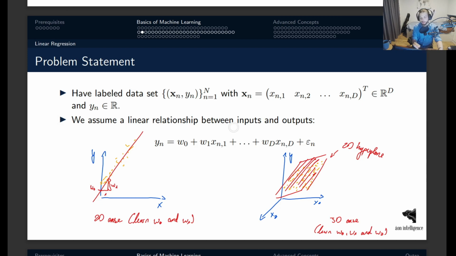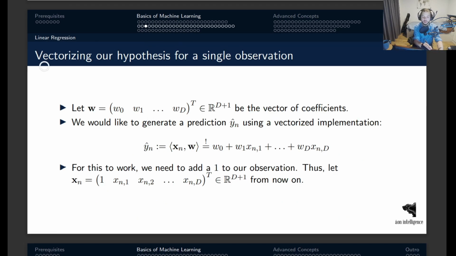Of course, given this problem statement, nothing stops you from doing linear regression in d-dimensional space, where d might be much, much larger than what I'm able to draw on this slide. You'd just have to find d plus 1 parameters. What we'll now do is called vectorizing our hypothesis for a single observation. So what does it mean?